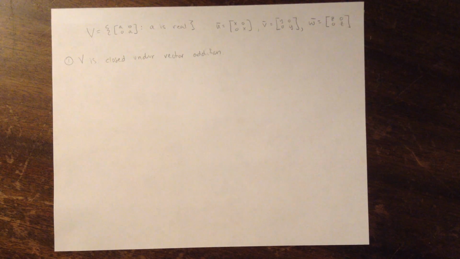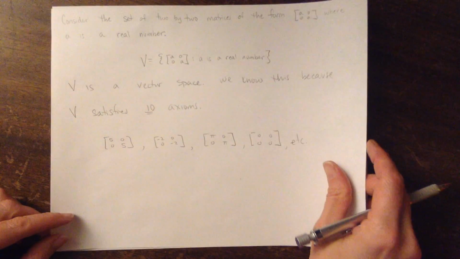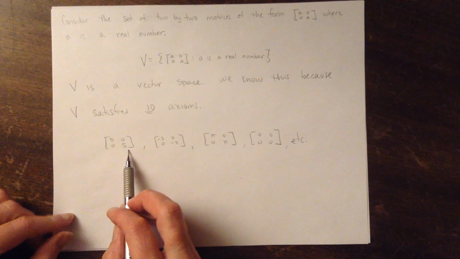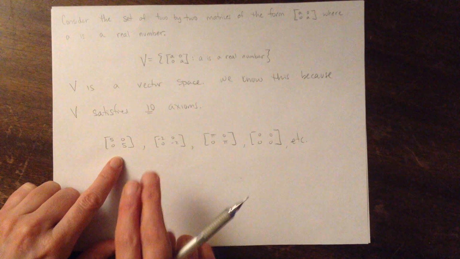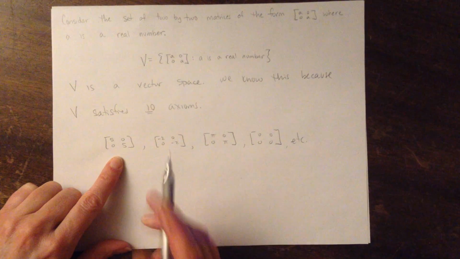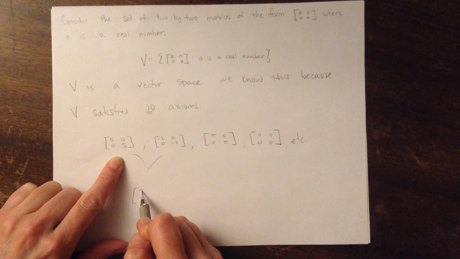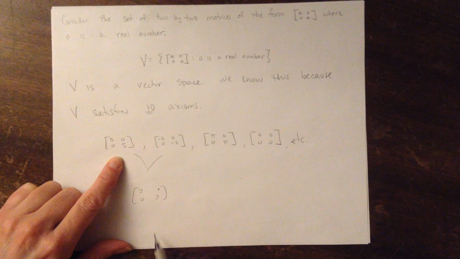So what does that mean? That means if you take two elements from that set and add them together, you get another element in the set. So you can't bump yourself out of the set by doing the vector addition. So if we look back at these examples of vectors that are in that set, if you add any two of these things together, like if you add these two guys together, you're going to get 3, 0, 0, 3. That's in V.